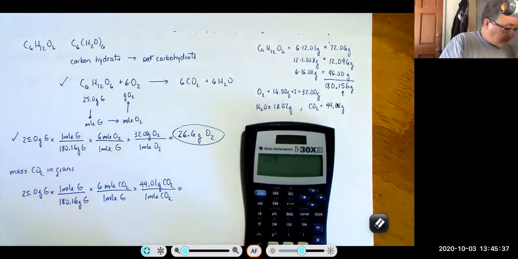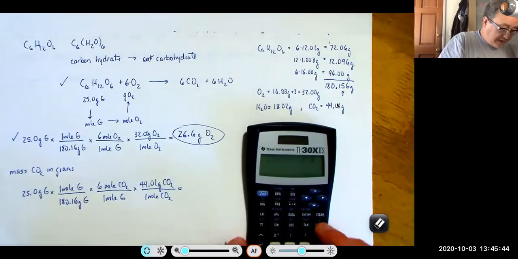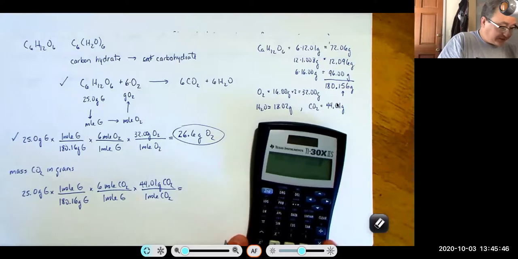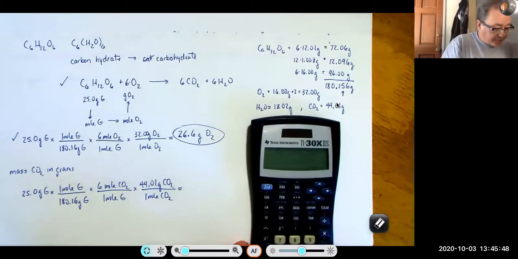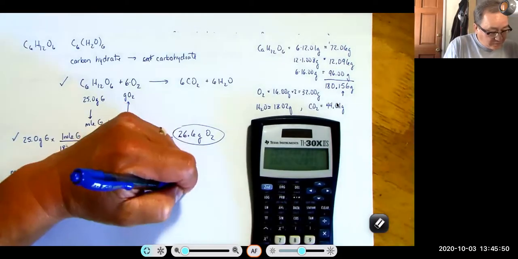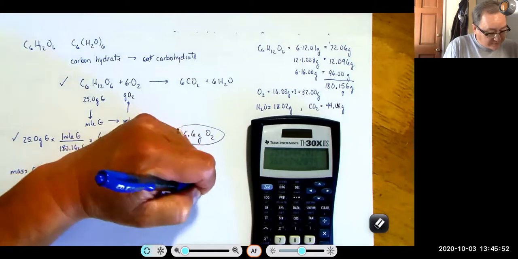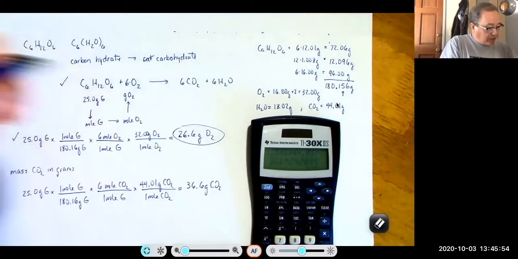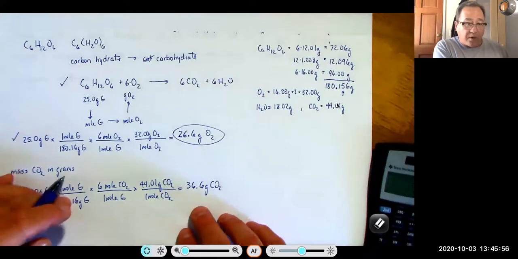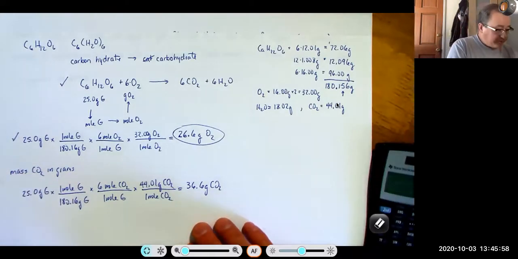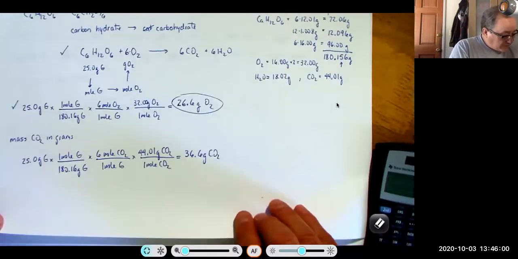25 times 6 times 44.01 divided by 180.16 is equal to 36.6 grams of CO2. So I would expect to see this also for part of the problem. Now, how about the mass of O2?